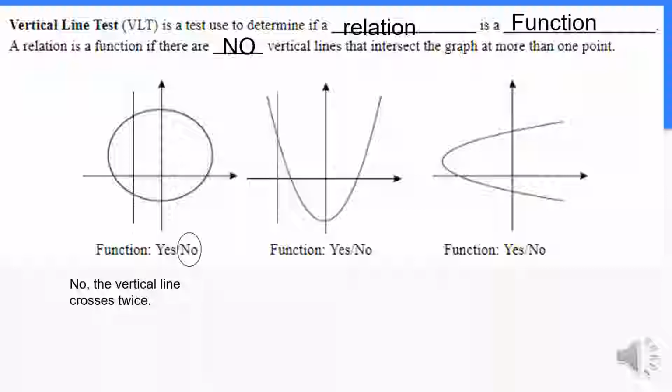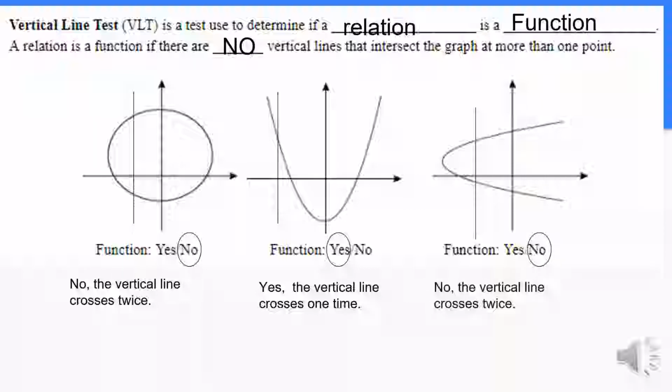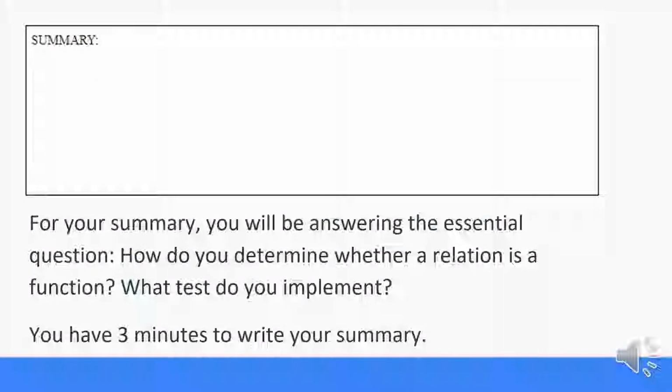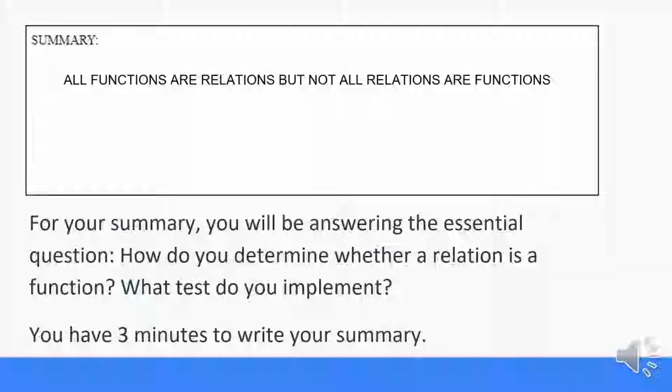The middle one, though, no matter where I draw that vertical line, it only crosses once, so that is a function. And on the right-hand side, it is not a function, because when I draw my vertical line anywhere, it again crosses twice. So in summary, all functions are relations. Relations is an umbrella term, but not all relations are functions.